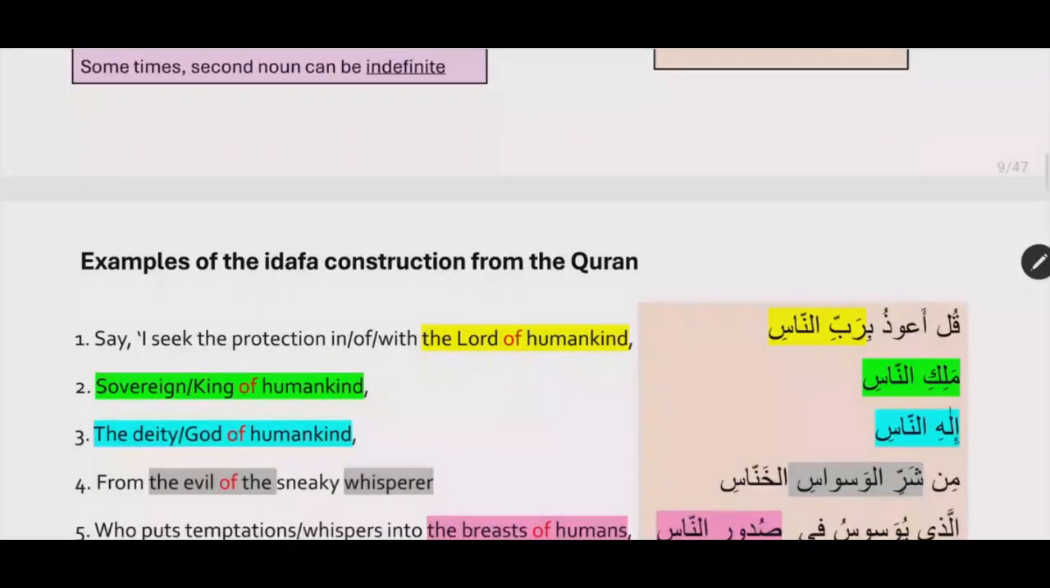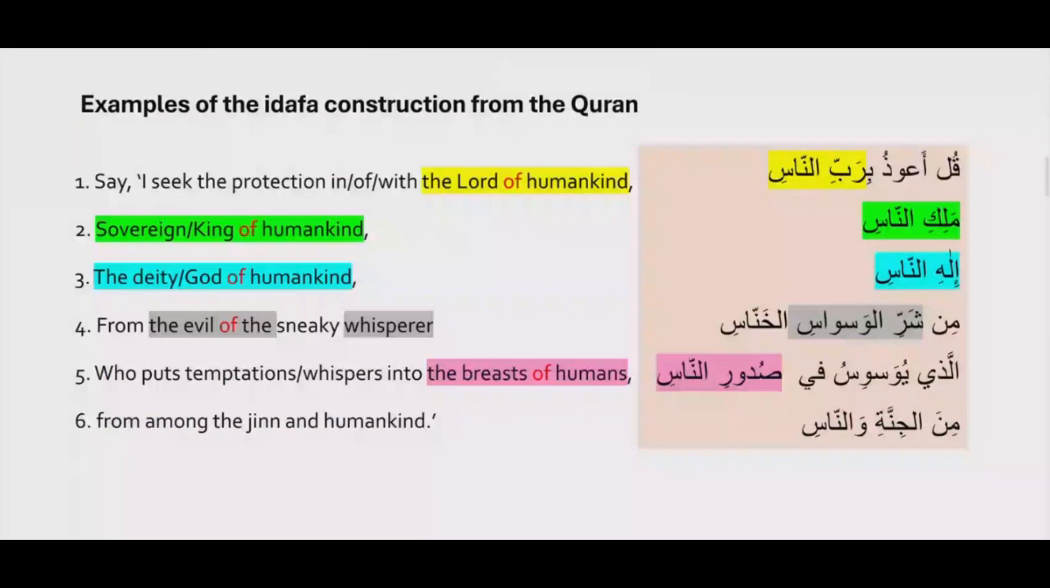Right, now we looked at examples of the idafa construction from the Quran, and this Surah, Qul A'udhu bi Rabbin Nas, was a classic example of many idafas. You can see this bi is a preposition. So because bi is a preposition, this is kasra here. This can be u, or i, depending on how it's used in the sentence. So here it's appearing after a preposition, therefore it's genitive. And the second noun of the idafa is always genitive.